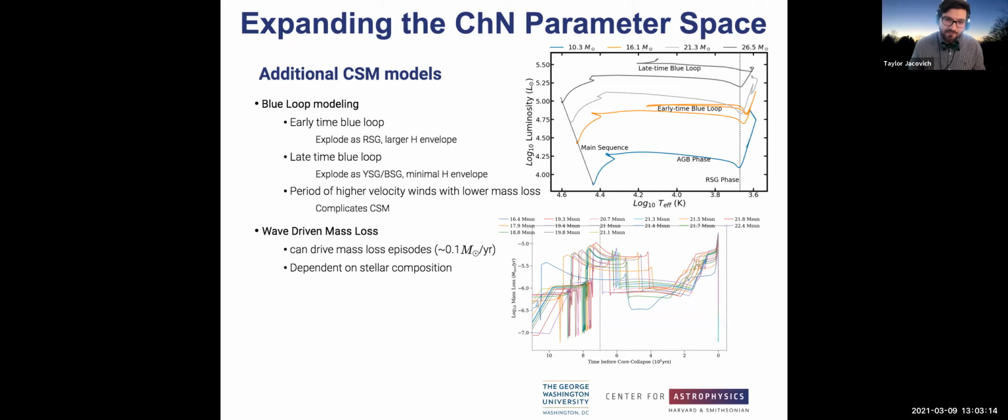And then on top of that, at the lower end, there's also wave-driven mass loss we have to consider, which is much more episodic and can lead to very large shells moving at relatively high velocities, fairly close in to the progenitor.